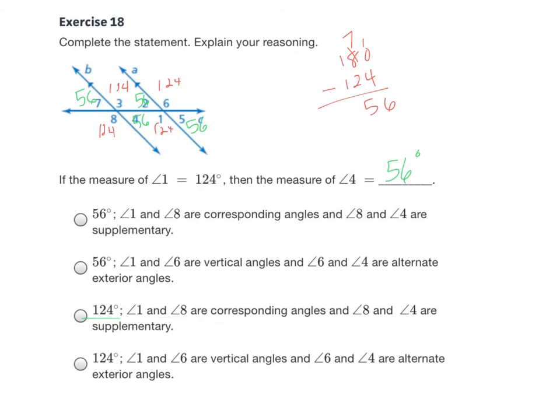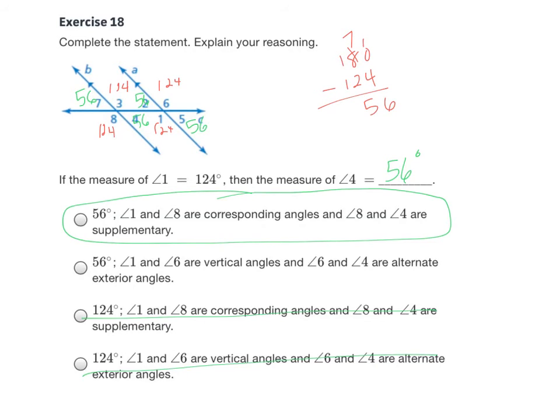So that rules out the last two. Now it says 56 degrees. 1 and 8 are corresponding angles. Yep. And 8 and 4 are supplementary, so they're right next to each other. They would equal 180 degrees. I believe this is our correct answer.